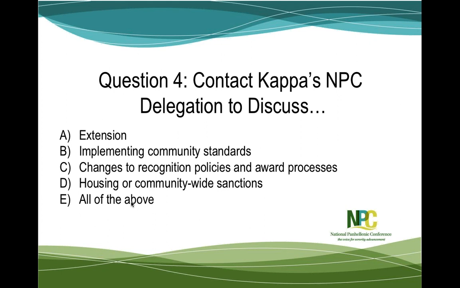So one last poll question. You would contact Kappa's NPC delegate to discuss which of the following: extension, implementing community standards, changes to recognition policies or awards, housing and community-wide sanctions, or all of the above?